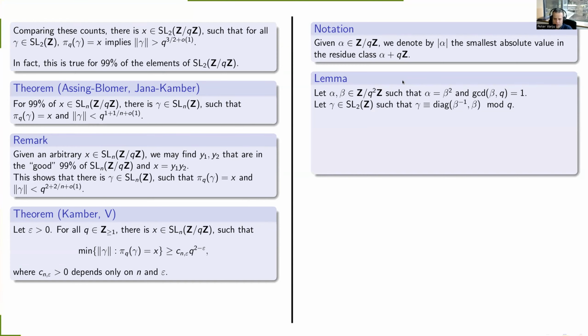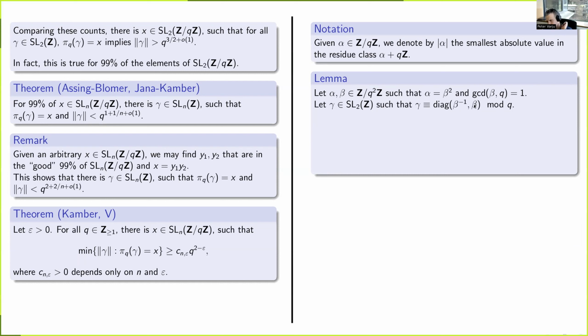So the first step in the proof of the theorem is the following lemma. So I consider two elements of Z mod Q squared, alpha and beta, such that alpha is the square of beta, and beta is relatively prime to Q. And then I consider the diagonal matrix of beta inverse and beta. So, and I want a lift of this modulo Q. Now, alpha and beta are living in Z mod Q squared, but I'm making this congruence assumption only modulo Q.